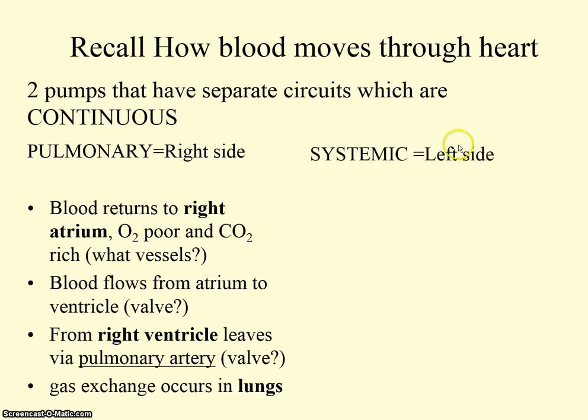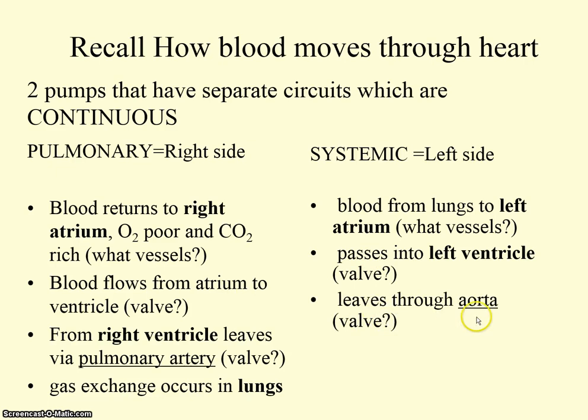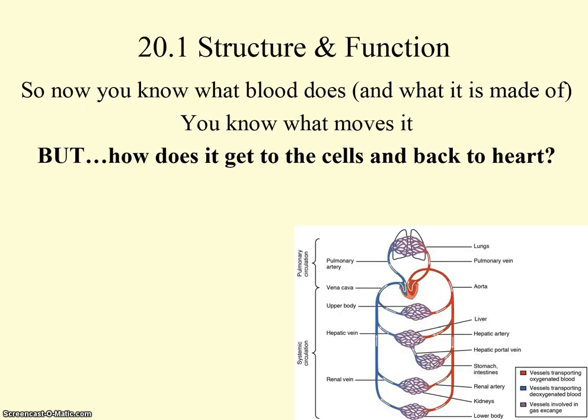We return to the left side of the heart, consider the systemic side. Blood from the lungs comes through the pulmonary veins to the left atrium, passes into the left ventricle through the bicuspid or mitral valve, and leaves through the semilunar valve known as the aortic valve, and we're going to get to all of the body, and we've completed our task.